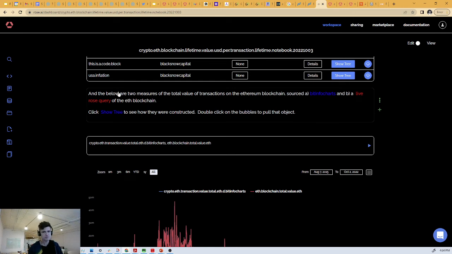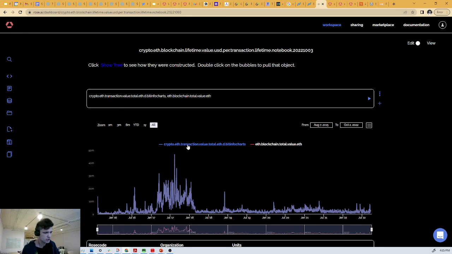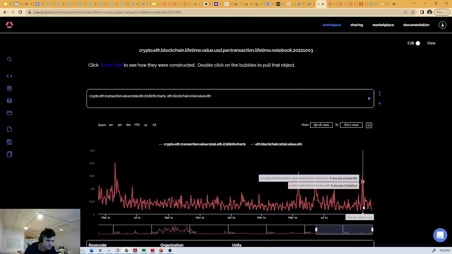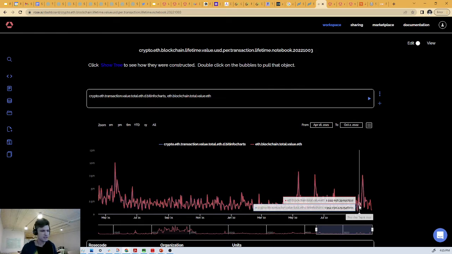So below is where we start to really get into stuff that might be relevant to crypto folks, where we have two measures of total value of transactions per day on the Ethereum blockchain. We have it from BitInfo charts and from us querying the blockchain. So here's BitInfo charts. You can see a lot of activity, tens of millions of coins traded in the early 2017s when they were getting the system off the ground. And now we trade 1 million, 2 million a day.